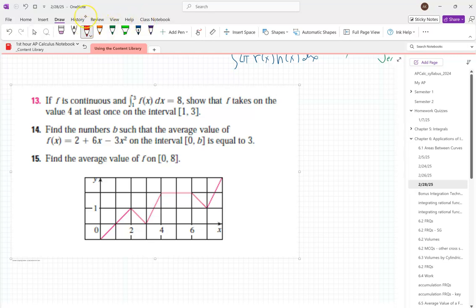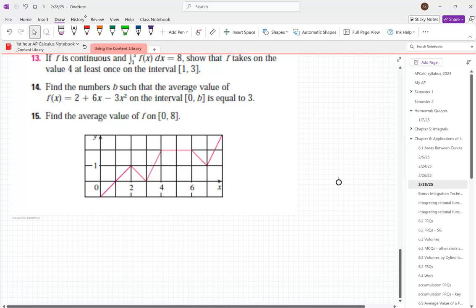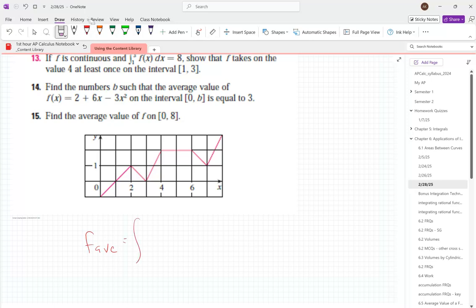Okay. So it asks for the average value of f on the interval from 0 to 8. So I know that f average is going to be 1 over b minus a, integral from a to b of f of x dx, right? So that's going to be 1 over 8 minus 0.